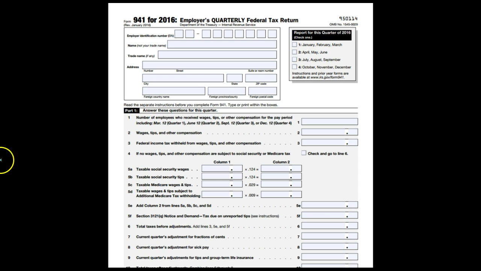The form is going to look like this. We got the information up top. It's an information form, a reporting form that's done quarterly here. Each quarter, this form needs to be reported. It's going to basically show the wages that have been earned by all the employees for that time period. It's going to show the amount of federal income tax withholding from all the employees.